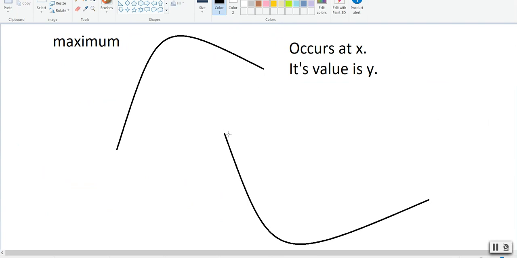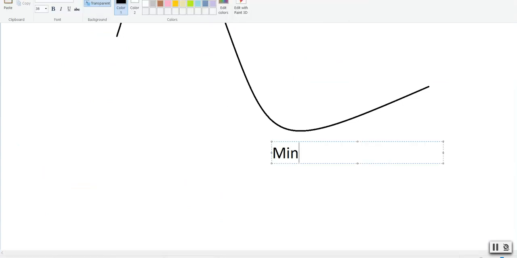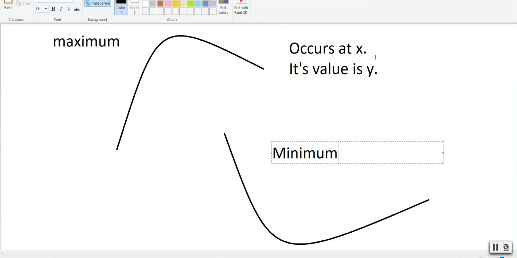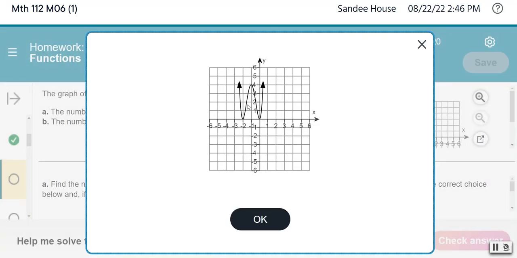Okay, so notice how this graph has a low point down here. That's called a minimum, and again, it's going to be occurring at x and its value is y. So let's take a look at this graph. In this graph, you will see a low point here at -2, a low point here at 0. Notice I'm not saying the y value right now. I'm just saying where it occurs, at -2 and at 0.